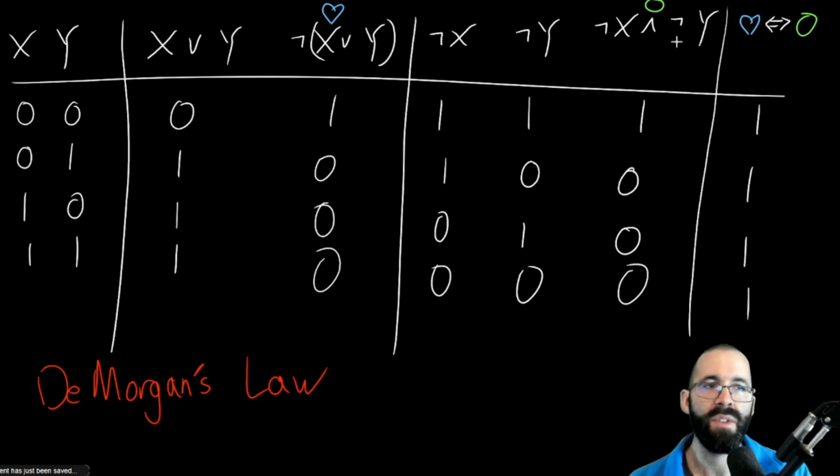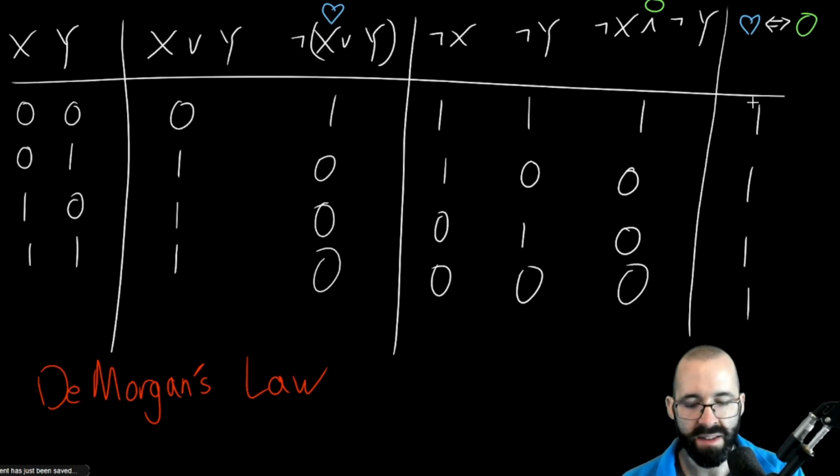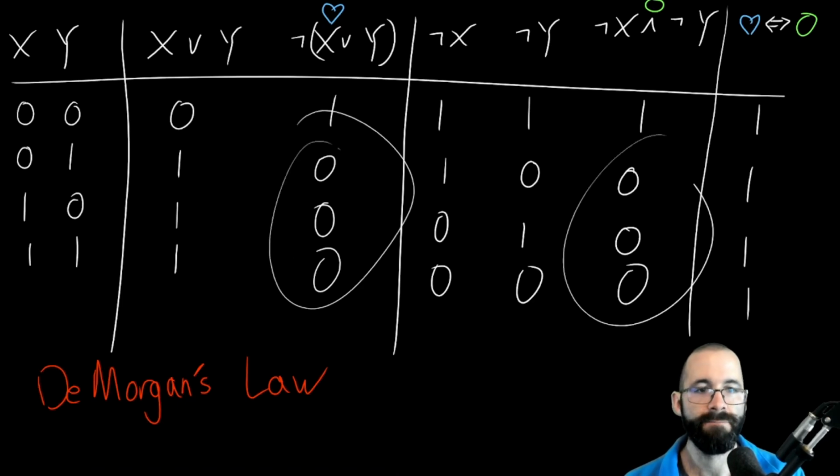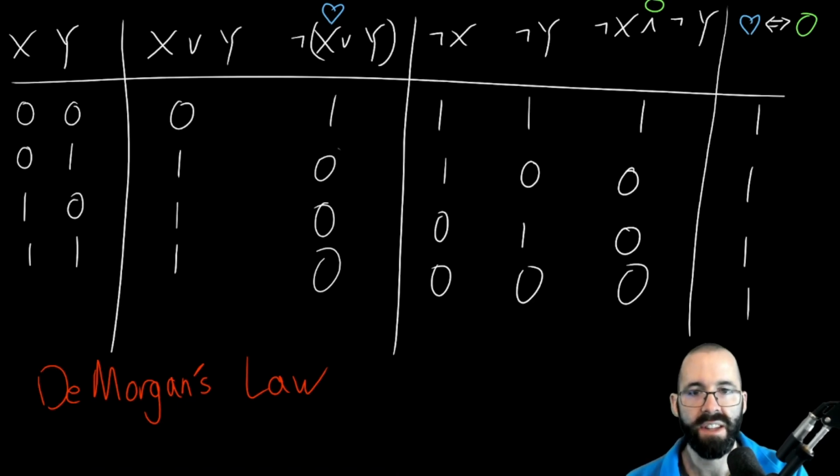All right. De Morgan's law can also be used in probability. You may have seen it there before as well. But yeah, the idea is these are indeed equivalent. And remember, equivalent means they're either both true or they're both false. And you can see that is certainly the case here.